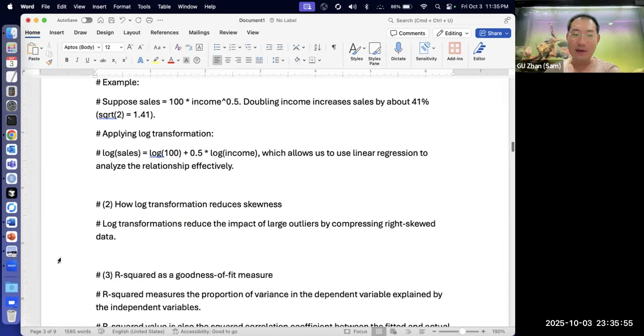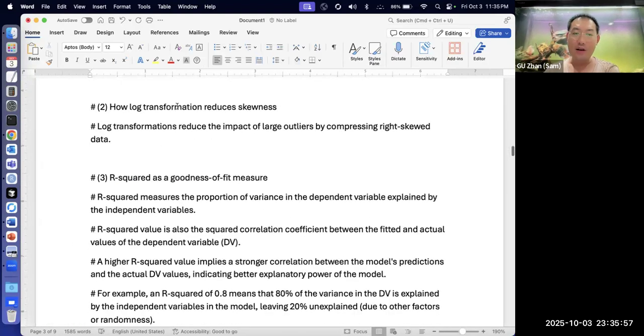So that's one of the main reasons. Then how log transformation reduces skewness, we have demonstrated that it will squeeze some values and stretch some other part of the values.